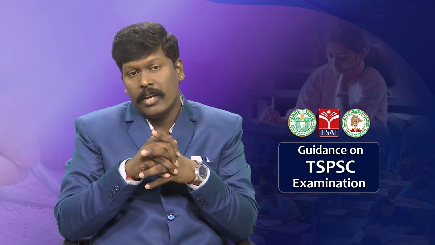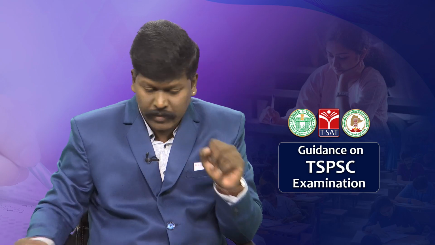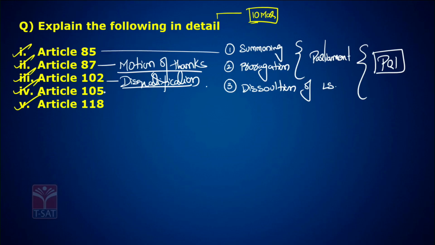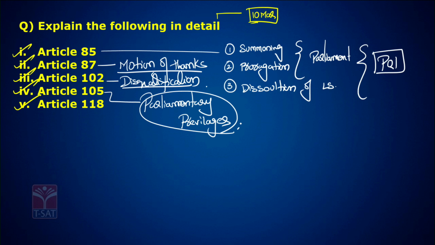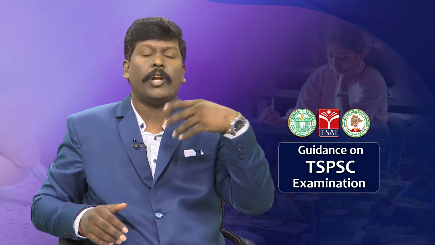Did Parliament make any law? Yes. What is that law? The Representation of the People Act 1951. Okay. Now look at Article 105. Article 105 talks about parliamentary privileges, privileges to the members of the Parliament. There are 2 types of privileges to parliamentarians: collective privileges and individual privileges. Now what is the meaning of collective privileges?